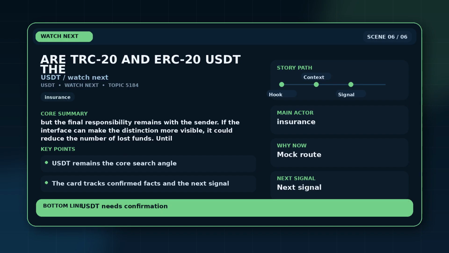But the final responsibility remains with the sender. If the interface can make the distinction more visible, it could reduce the number of lost funds. Until then, the rule remains: verify the network before sending.